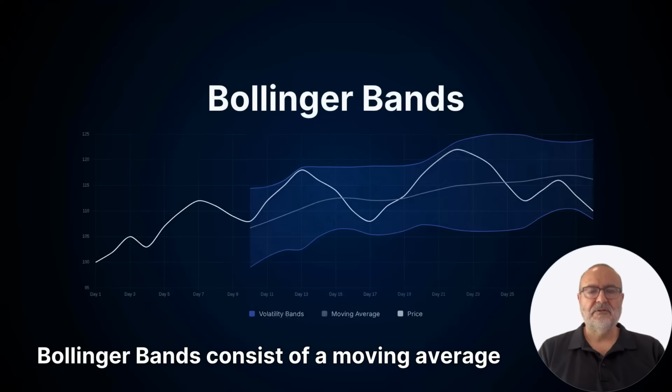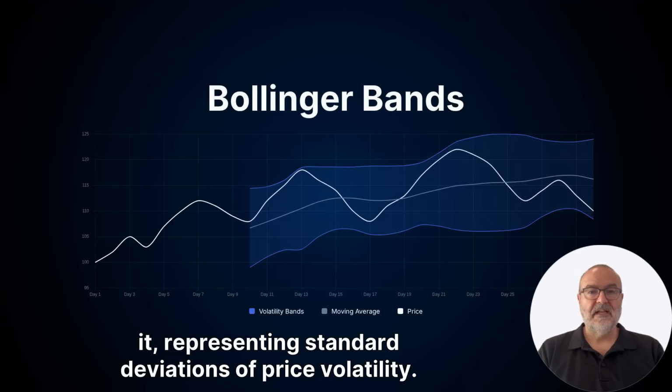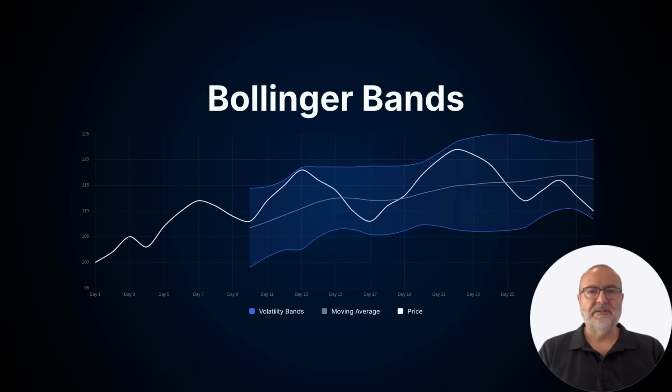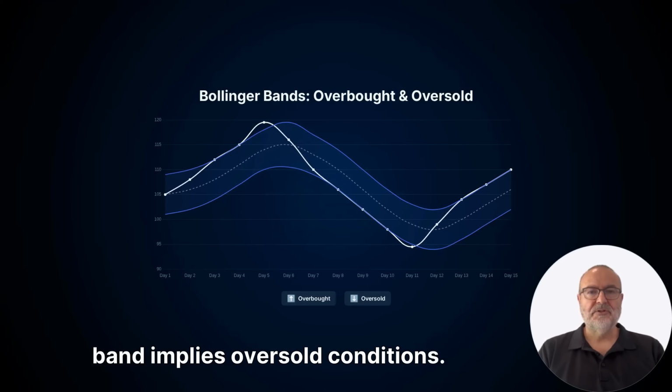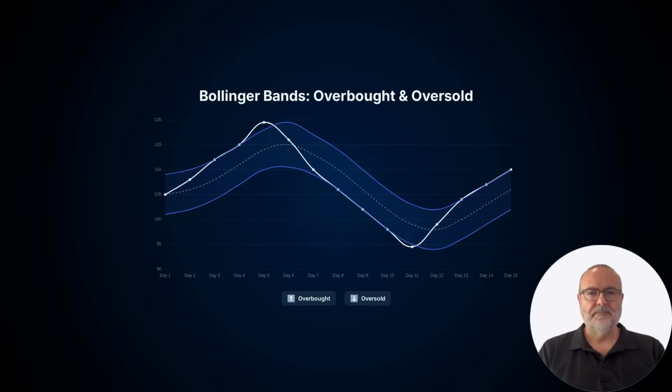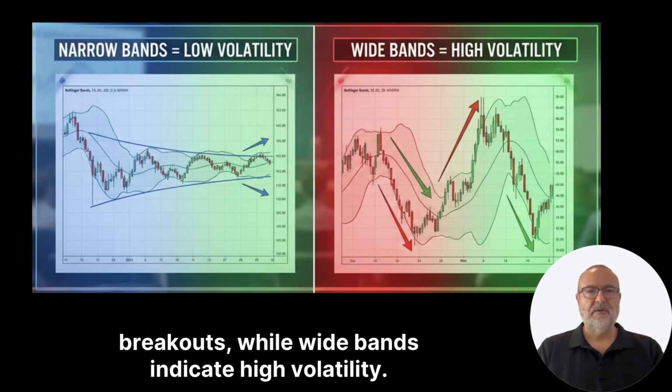Bollinger Bands consist of a moving average with two bands plotted above and below it, representing standard deviations of price volatility. When prices touch the upper band, the asset is considered overbought. Touching the lower band implies oversold conditions. Narrow bands suggest low volatility and potential breakouts, while wide bands indicate high volatility.